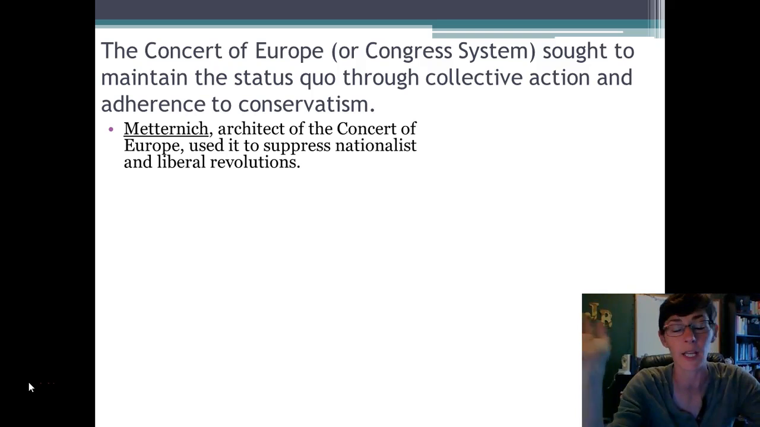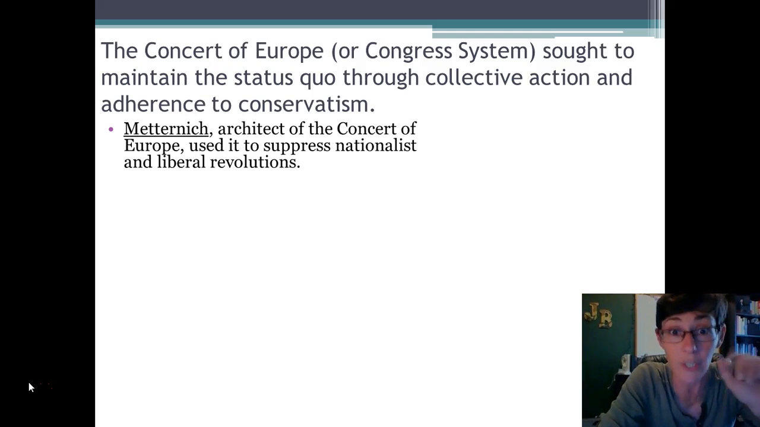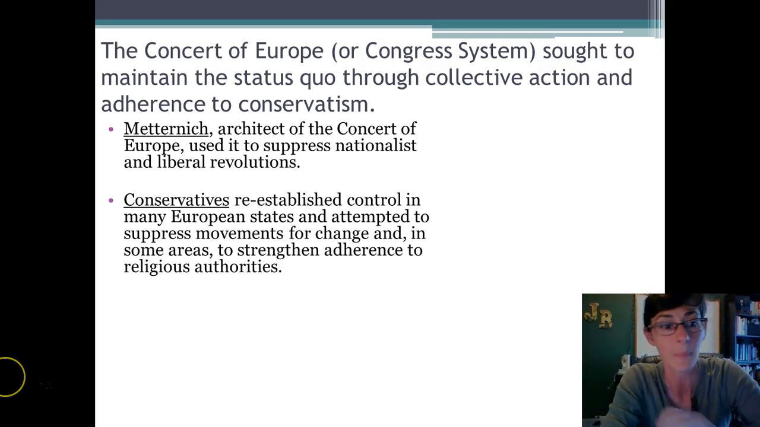So Metternich, who's like the king of all things conservative, was the architect of the Concert of Europe. Okay, it's very important. Architect of the Concert of Europe. If you don't know what the Concert of Europe is, you really need to look that up and have a working definition in your mind. Memorize it. He used it to suppress nationalist and liberal revolutions because those nationalist and liberal revolutions would lead directly to instability. And the Concert of Europe was designed to prevent said instability.